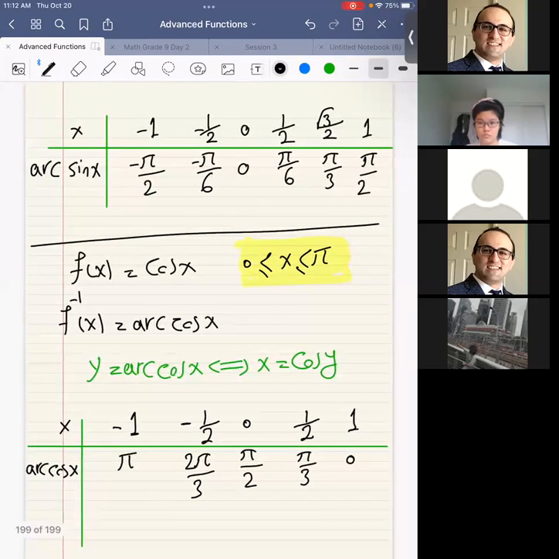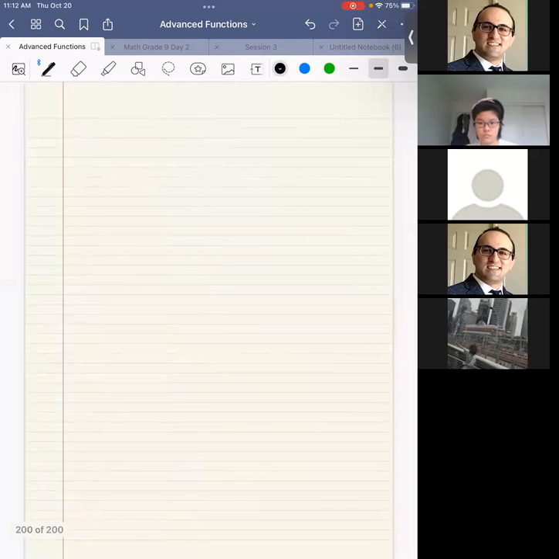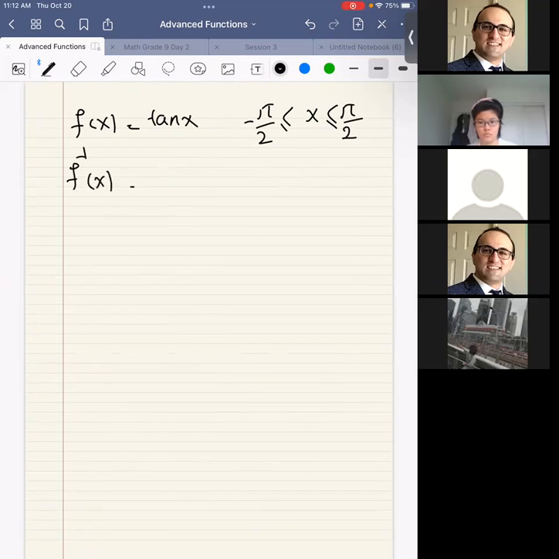And similarly, you can do the same thing with tangent and cotangent. I just write tangent. So f of x equal to tangent of x. And I restrict the domain between minus pi half and pi half. So I call the inverse of this function arctangent. So that means by definition, y is equal to arctangent of x if and only if x is equal to tangent of y.